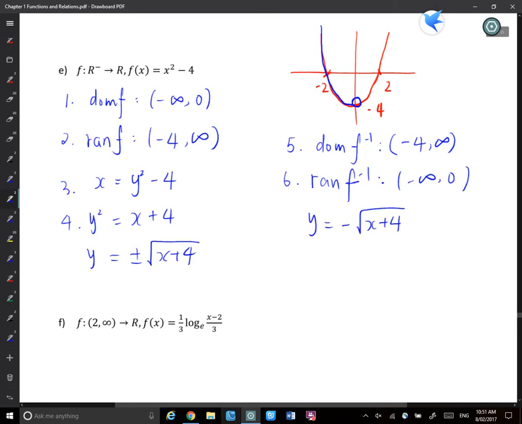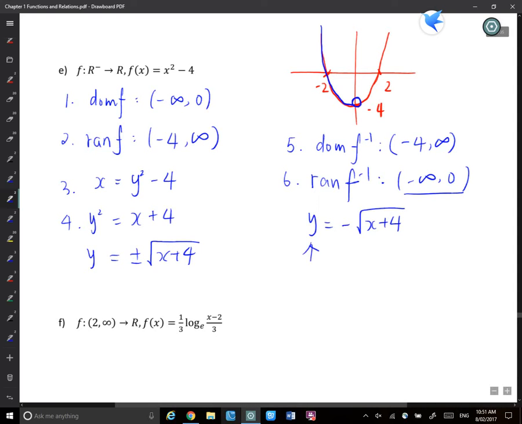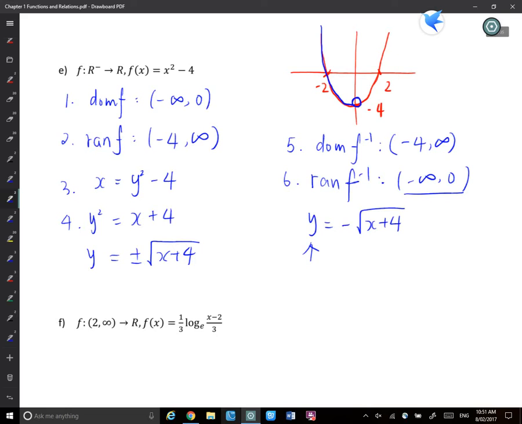Okay, does that make sense? I need a range of negative infinity to 0, all the negative values, and I want this y to be negative. How can this y be negative? You need a negative sign in front of the square root because the square root will give you a positive value, and if you put a negative sign on the positive value, that will give you the negative value. So you should take the minus sign instead of the plus sign for this question.